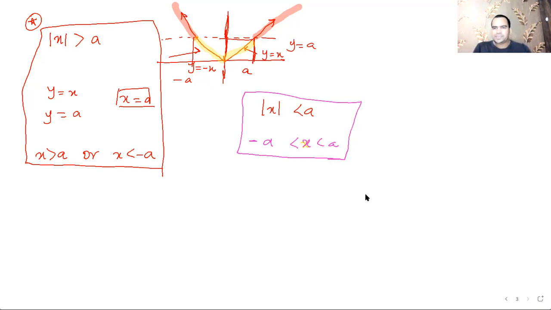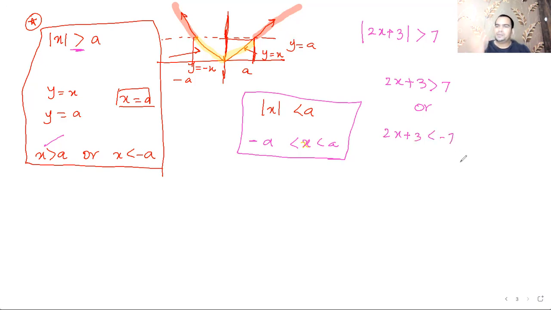Let us take a couple of IB style questions that have been assessed. First, let us talk about this particular inequality: absolute value of 2x plus 3 is greater than 7. For what x values is my absolute value of 2x plus 3 greater than 7? When any absolute value is more than a, then it will be 2x plus 3 greater than 7, or, since x is greater than a or x is less than negative a, 2x plus 3 is less than negative 7. Now you just have to solve these 2 inequalities to get the answer.